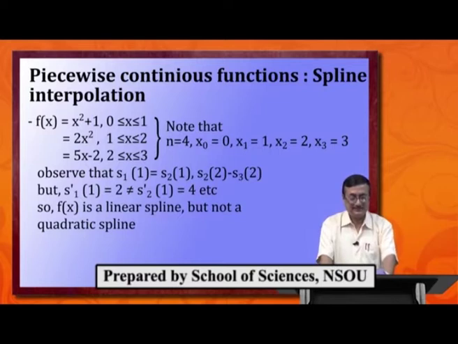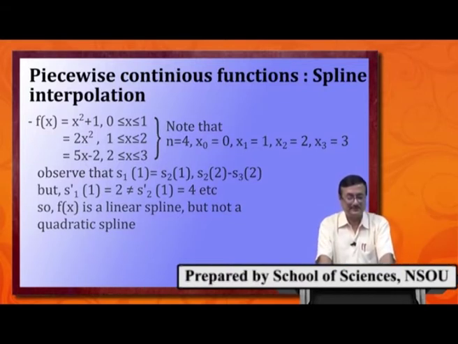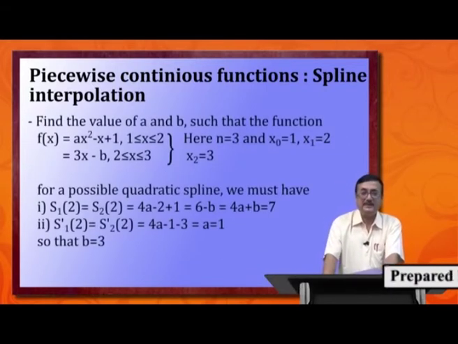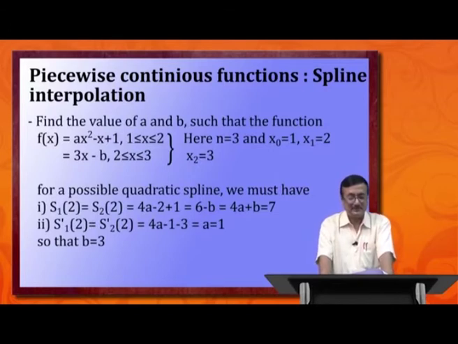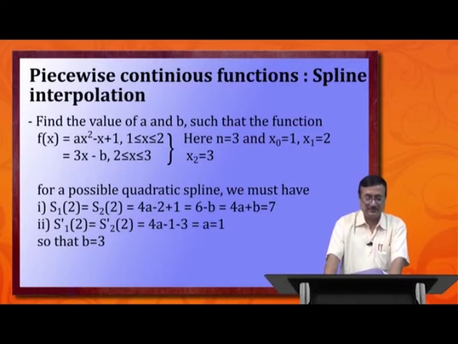Let us consider a similar problem like this. Find the values of a and b such that the function f(x) defined as ax square minus x plus 1 in the region 1 to 2 and equal to 3x minus b in the region 2 to 3 is a spline. Here n is equal to 3 and the nodal points are x0 equal to 1, x1 equal to 2 and x2 equal to 3.